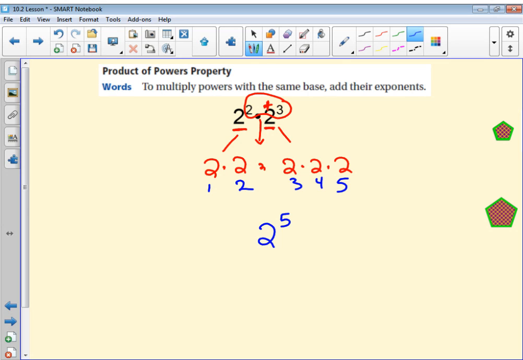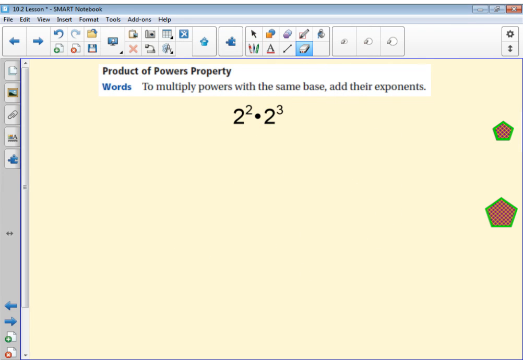How else could we have gotten that without actually writing it out longhand? Sorry, this is a multiplication sign. We could have added these two exponents together: 2 plus 3 gives us that 5. So as long as the base number is the same, we can go ahead and add exponents when multiplication is involved between those two base numbers. That's the shortcut without having to actually write it out longhand.